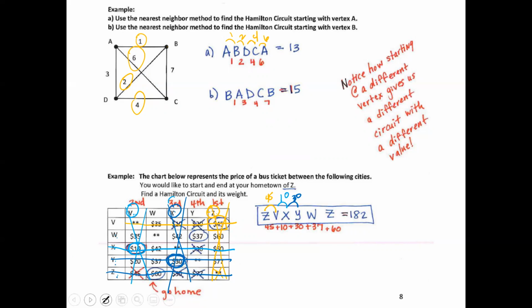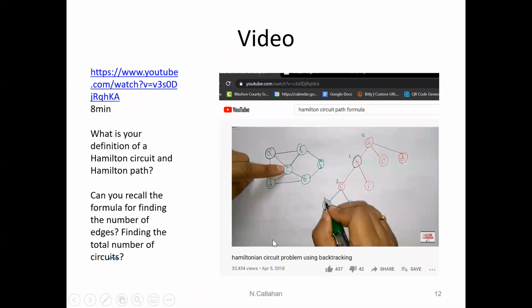I'm going to start off with Y, and looking at Y, I'm going to ask myself, okay, which one? Well, it's only one option, so $37 is that. And then go back to Z, so W to Z is $60. Here we go. Adding everything together, $182 is your optimal circuit.